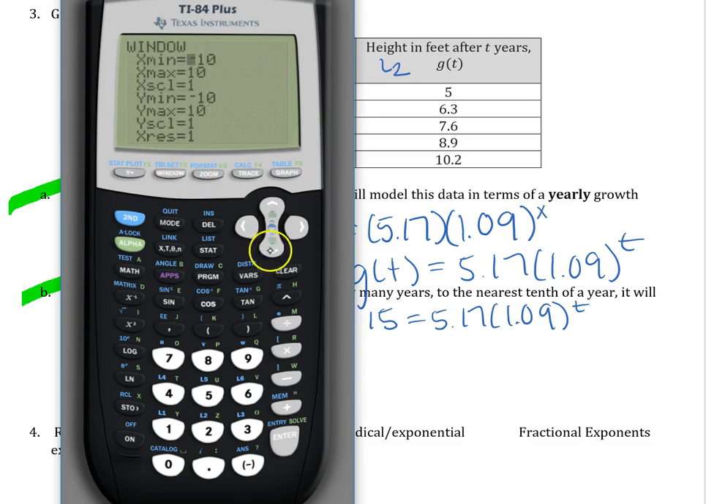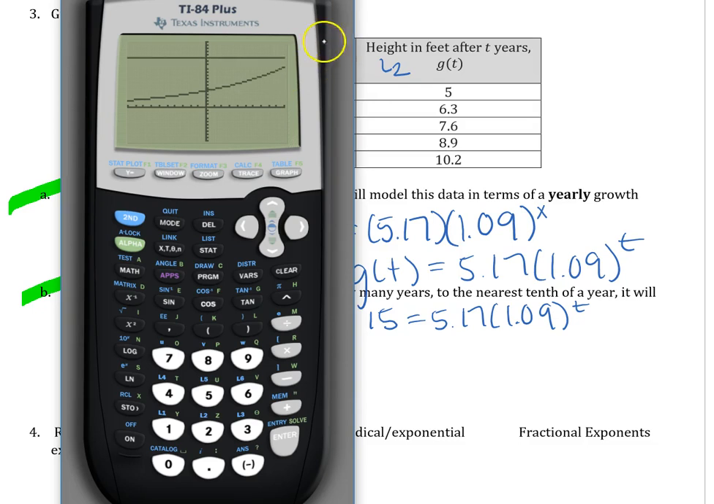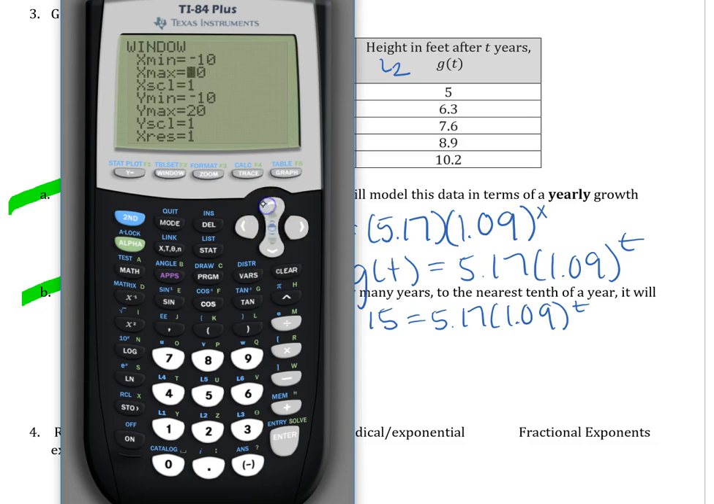Okay, so I need to extend my window. Let's go to like 20. So I need to see where y equals 15 comes in. Okay, so it's happening somewhere over here, which means I need to extend my x's. Go to window, go to x max. I'll do like 20. I'm just guessing. I don't even have the answer key in front of me right now. Alright. Okay, there you have it.